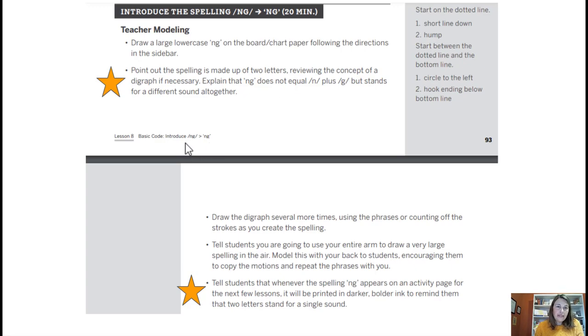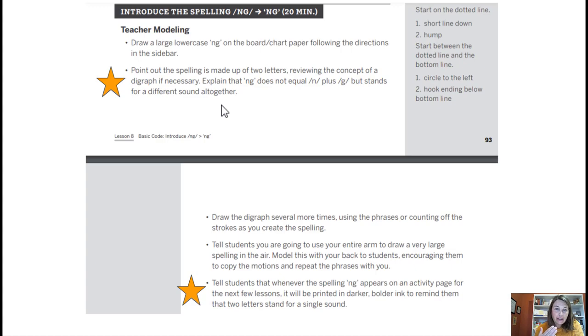So another element, point out the spelling is made up of two letters, reviewing the concept of a digraph if necessary. Explain the NG does not equal N plus G, but stands for a different sound altogether. So this is where it is very distinctive from a traditional basal curriculum. This is not a blend, and it should never have been taught as a blend.